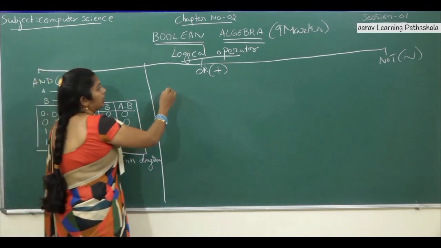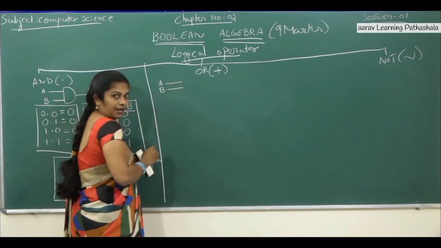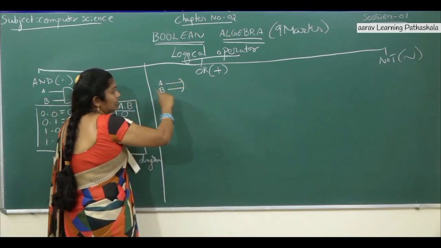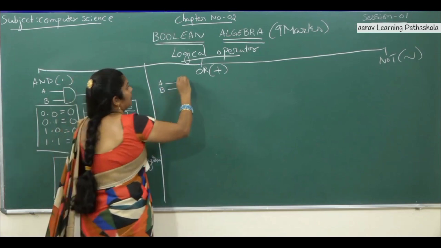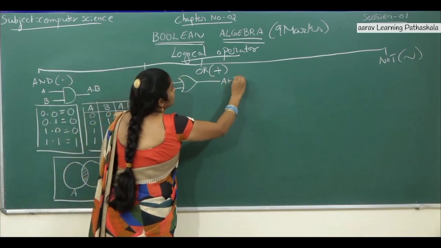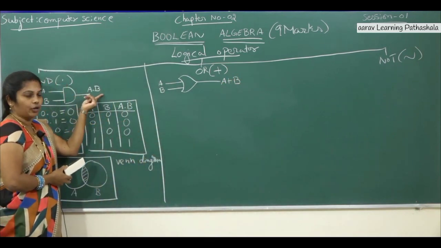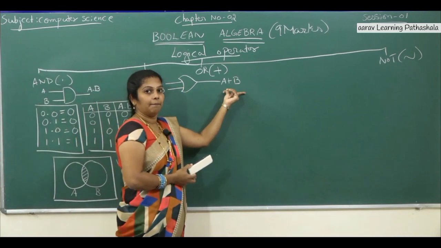But when we come to OR, here also a minimum of 2 inputs is required, for example A and B. To represent the symbol we use a reverse C shape. Then connect this, and the output becomes A plus B. Whereas for AND the D shape is used and the output is A dot B, here it is A plus B.